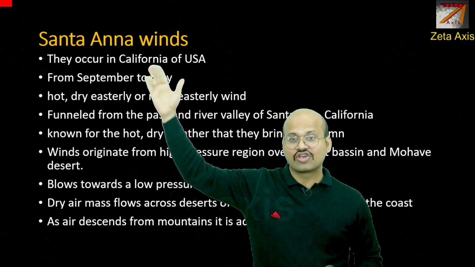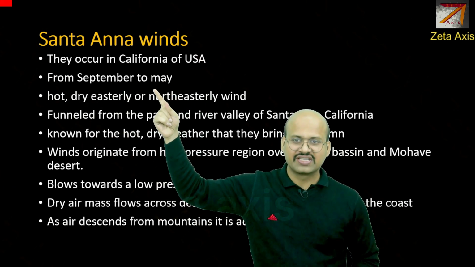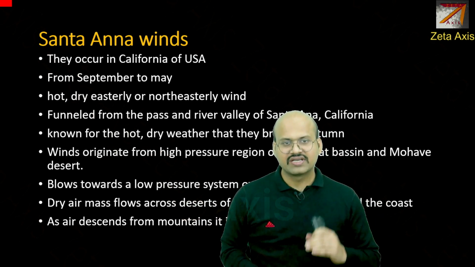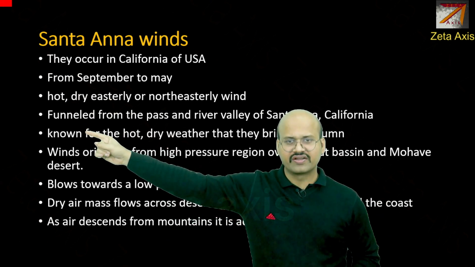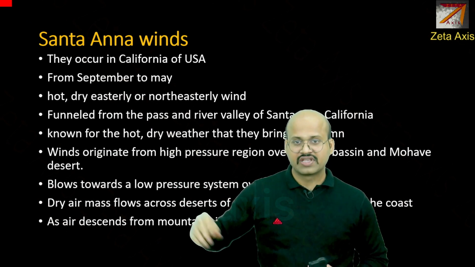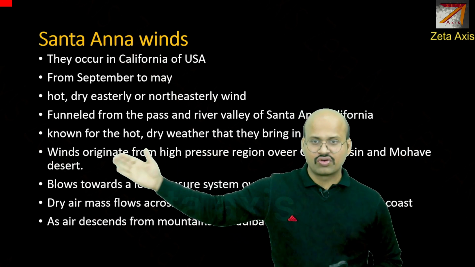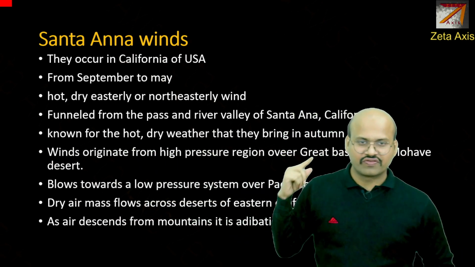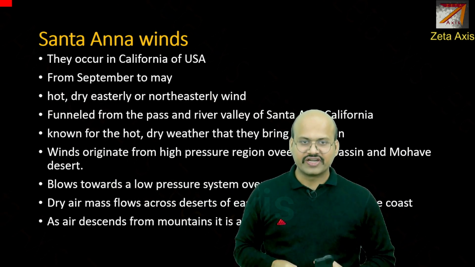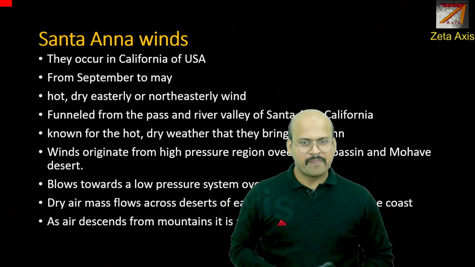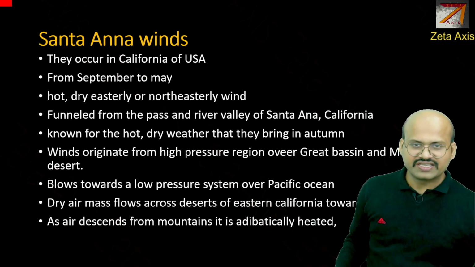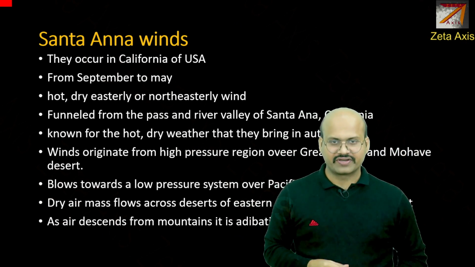Here is the summary of Santa Ana winds, which are basically katabatic winds seen in the California region of USA. They occur from September to May, that is the winter season. They are hot, dry easterlies. They are hot because they are heated due to adiabatic compression. They are funneled from the passes and the river valleys. That is why they have high velocity. They are known for hot and dry weather. Winds originate from the high pressure region over Great Basin and Mojave. So we can see that because of the high pressure in these regions, the wind flows towards the low pressure region over the Pacific Ocean. As the air descends from mountains, it is adiabatically heated. So basically it is also a katabatic wind.